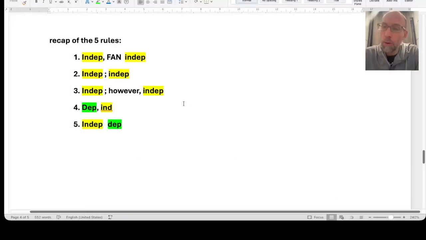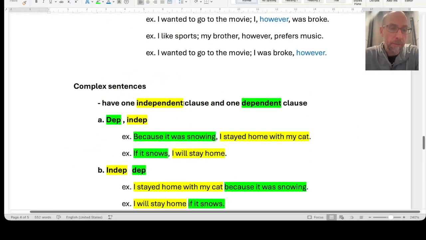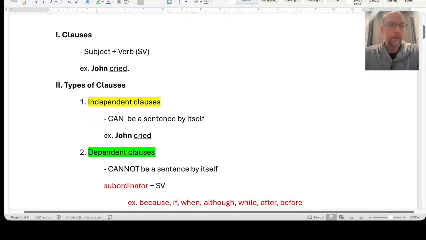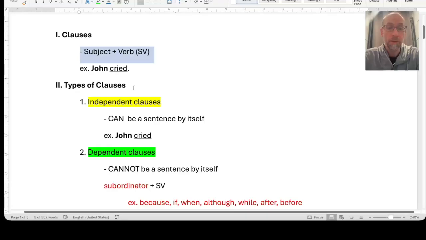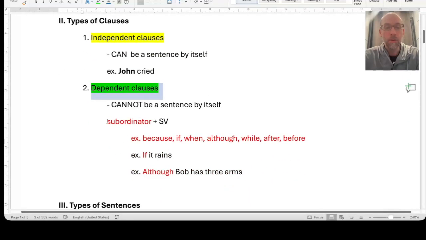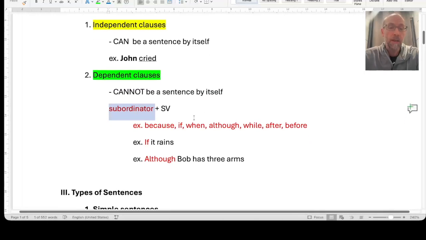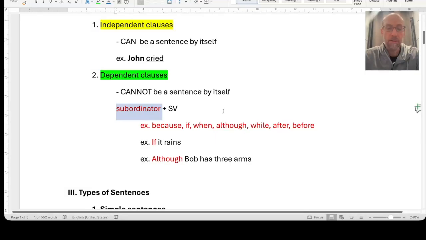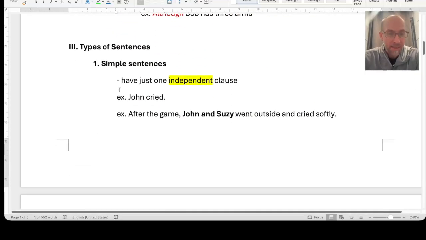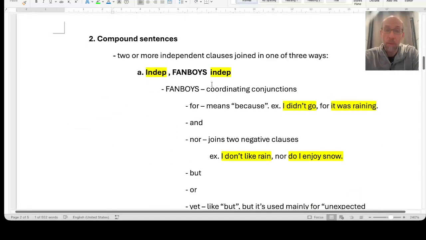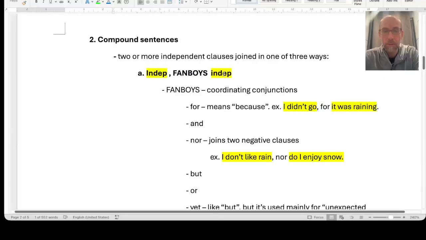We've been through 4 previous videos where we set up all of the basics. We learned what clauses were, subject, verb. We talked about different types of clauses, independent clauses, dependent clauses. That one was where we add a subordinator to the front of an SV. And we had a couple of examples of subordinators. Then we got into types of sentences, simple sentences where you have one independent clause. Then we went into compound sentences. This is where you have 2 independent clauses and we can join them in 3 different ways.